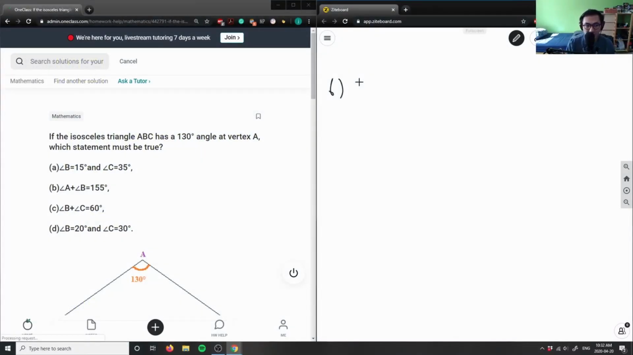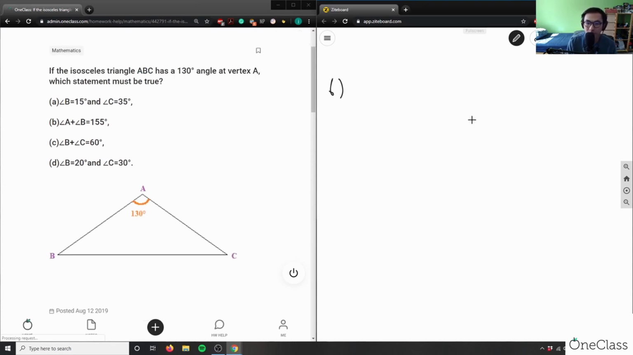If the isosceles triangle ABC has a 130-degree angle at vertex A, which statement must be true? Let me just draw the triangle here, and we'll go through each of these statements together. I wish they had a triangle function. Okay, so this here is A, and this is 130 degrees.